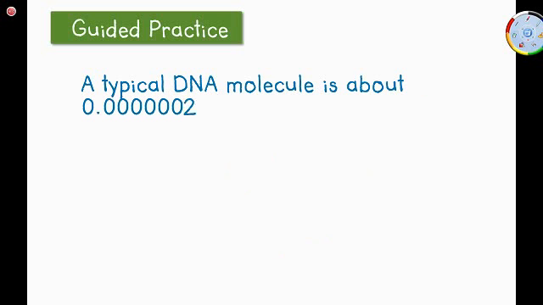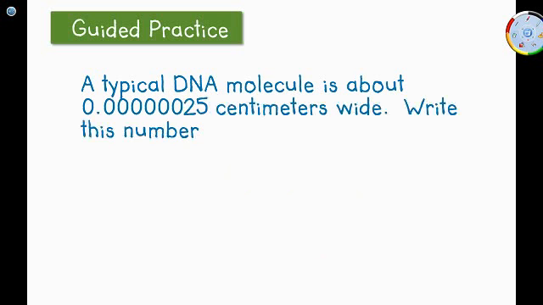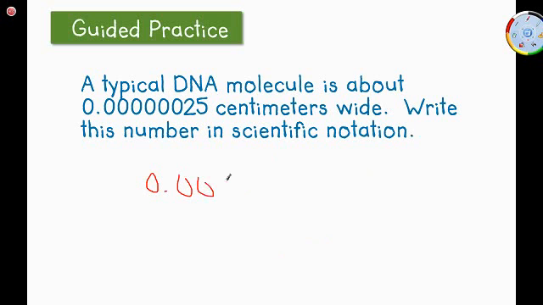Now let's go smaller. A typical DNA molecule is about 0.00000025 centimeters wide. Let's write this in scientific notation. All right, so 0.00000025. Did I get enough zeros? 1, 2, 3, 4, 5, 6. 1, 2, 3, 4, 5, 6. Yes, I did. All right, so we're starting our decimal here, but this is where we want it. So let's count. 1, 2, 3, 4, 5, 6, 7.